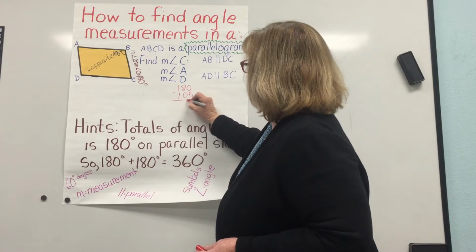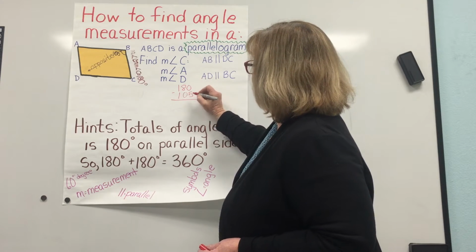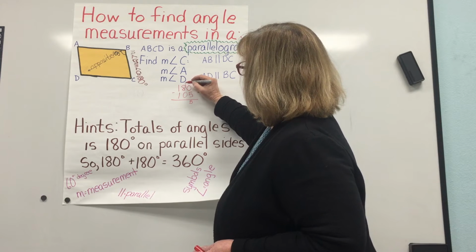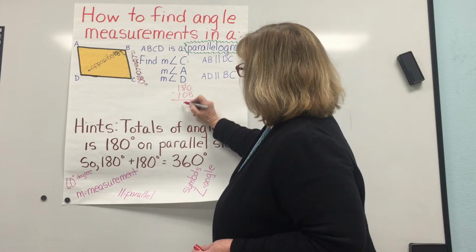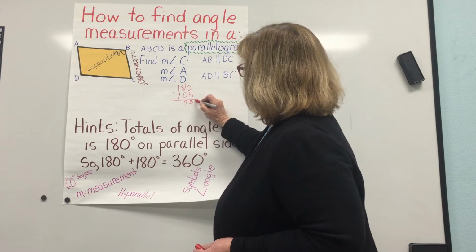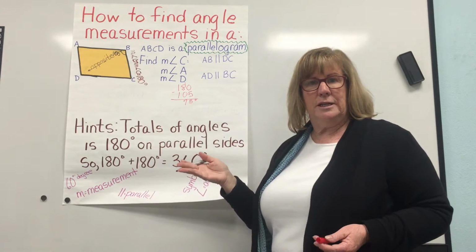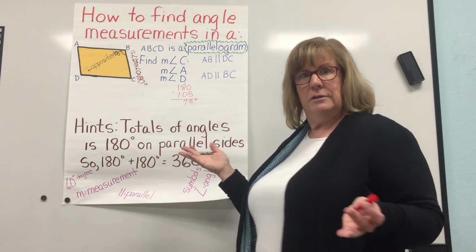105. 10 minus 5 is 5. This we had to borrow from. So 7. So this angle right here is going to be how many degrees? 75. Does that make sense?